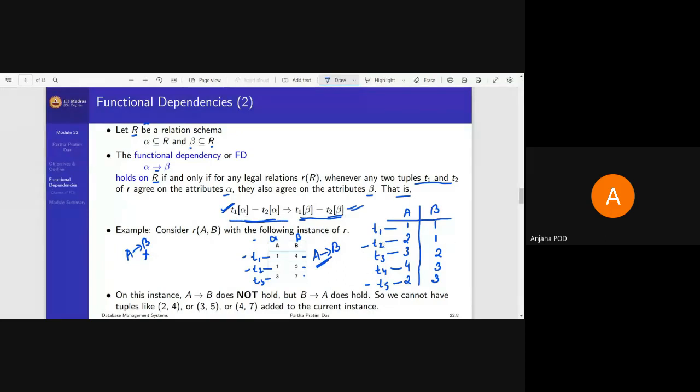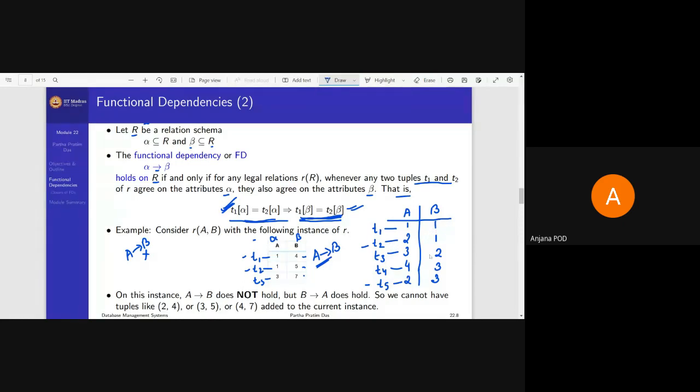So you can say that T2 and T5 are the tuples which are matching or having the same value. Now since this particular condition is satisfied, we need to check whether the other condition is getting satisfied or not, that is T1 of B equals T2 of B. So let's check for the corresponding tuples.